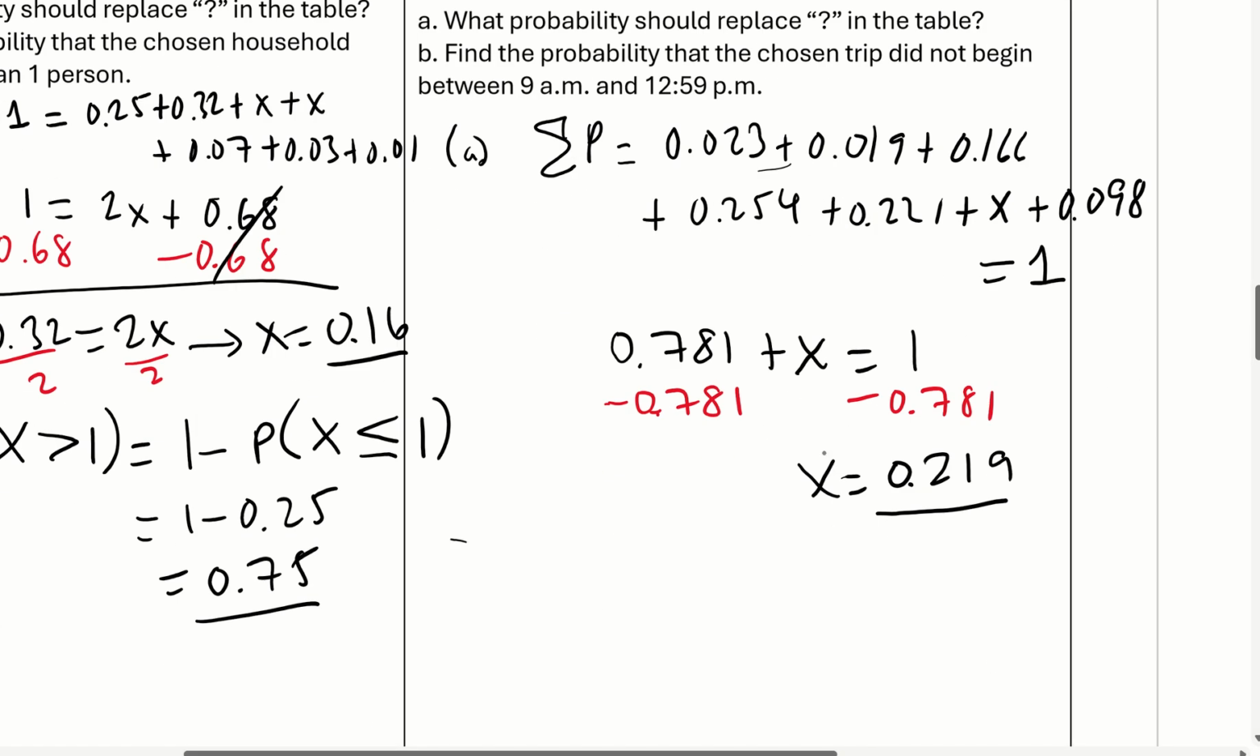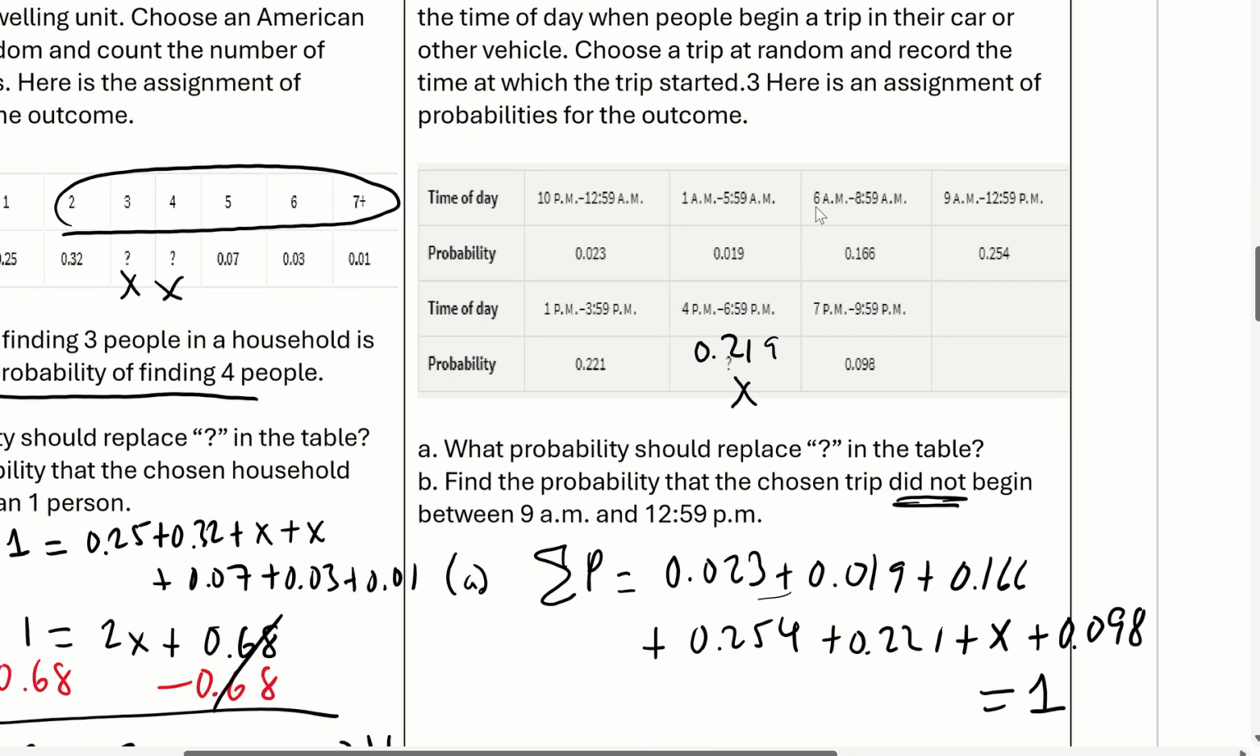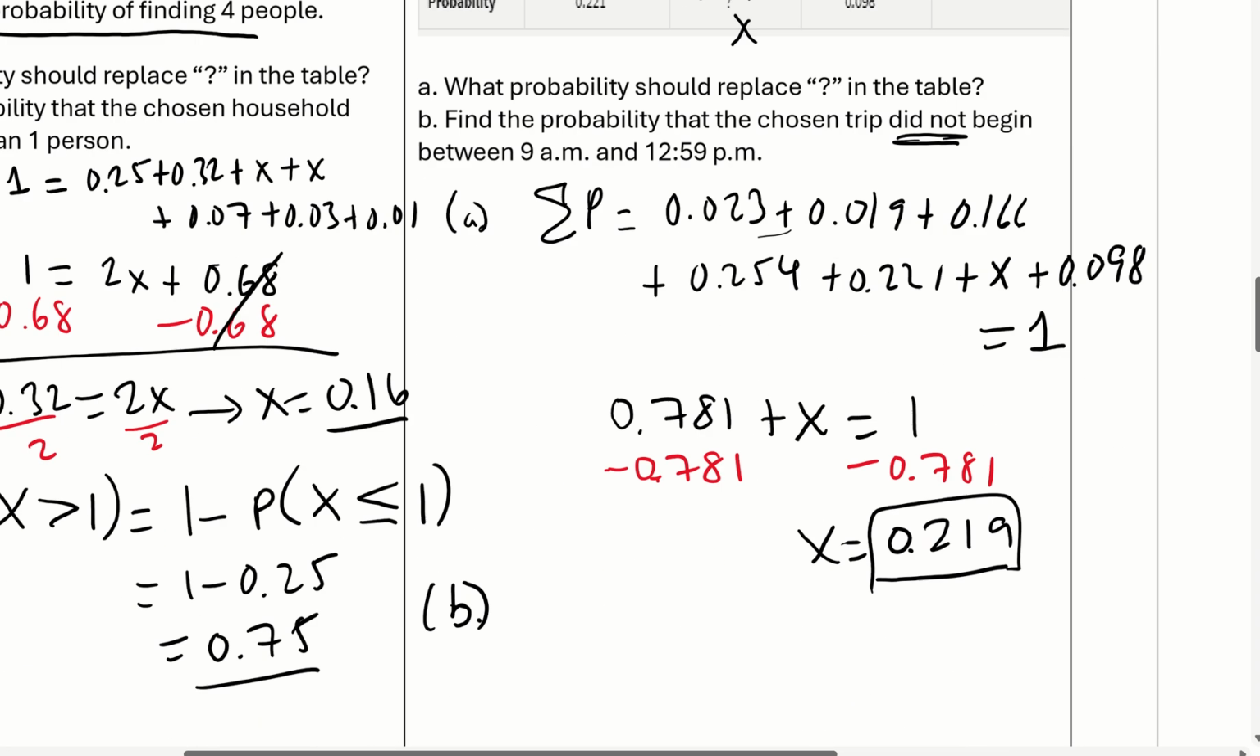All right, and then, so there's your guy, and then part B. Find the probability that the chosen trip did not begin between 9 and 12:59 p.m. Okay, so this is 9 and 12:59 p.m. We want it did not, okay? So let's call this event A, okay?